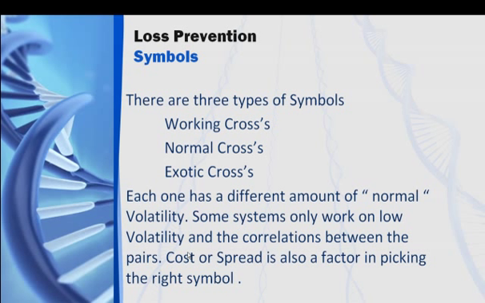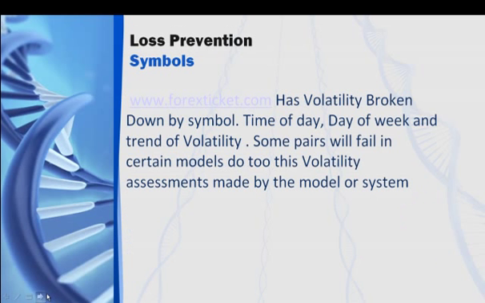Some systems work on low volatility and correlations between pairs. Cost and spread are also a factor in picking the right symbol. So if you've picked the wrong symbol for the pair, it'll cause your model to stop. This becomes really important. Now, there's a website in there. For some reason it didn't pop up, but I'll bring it up.